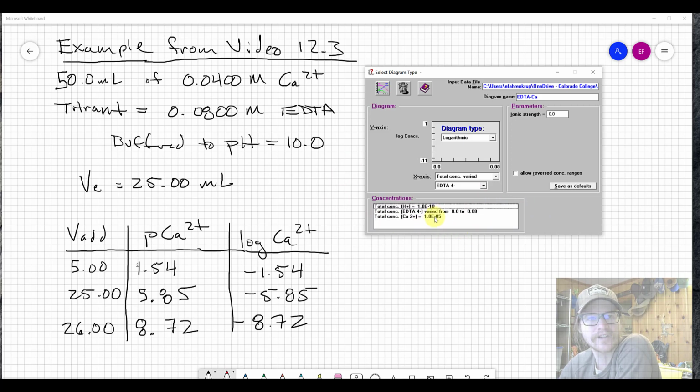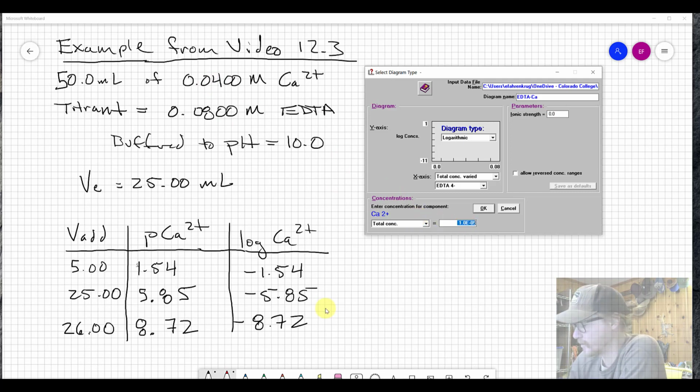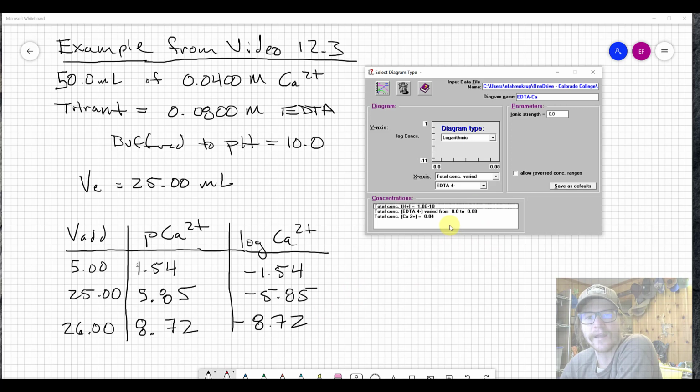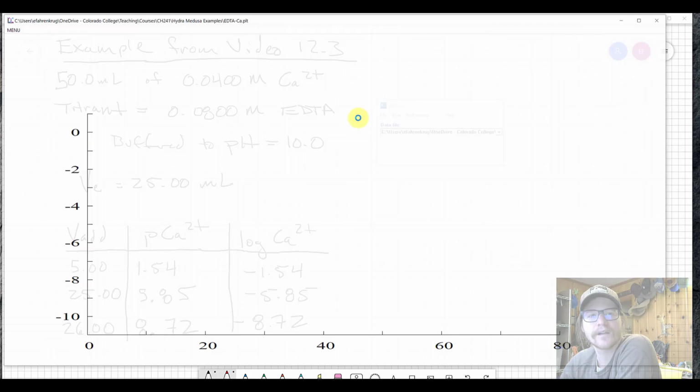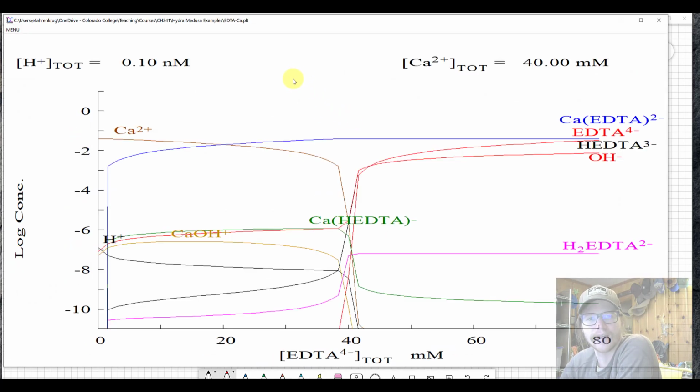And then the calcium concentration, our formal concentration, was 0.04 molar. So I'll type in 0.040 and click OK. And so this is everything we need for this system. So I'll go ahead and click Make a Diagram. And that's going to compute a diagram that looks like this.